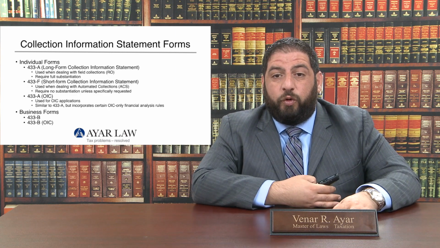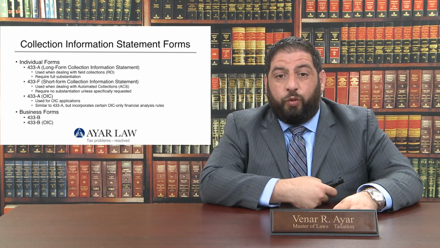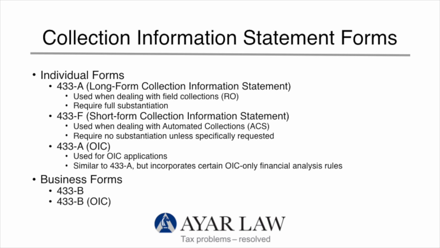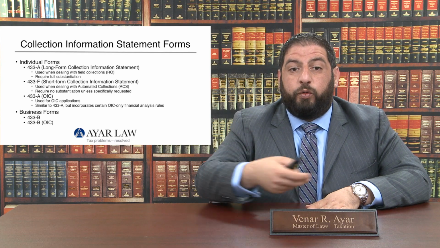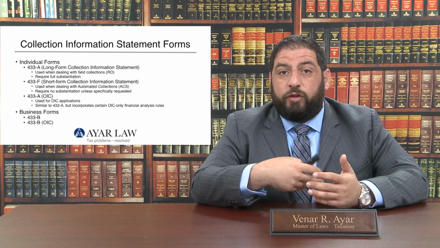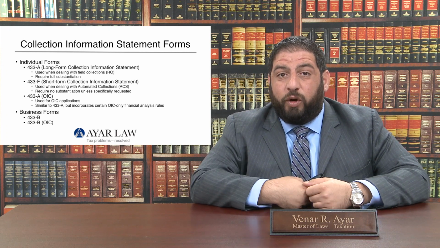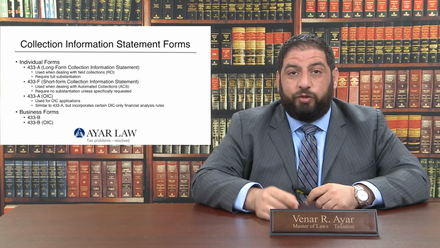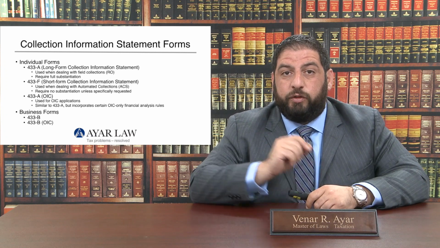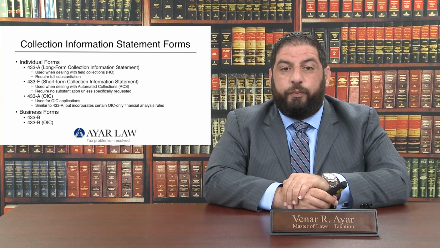Okay, so what is a collection information form? There are different forms we're talking about for an individual. There is a 433A form, which is a long form collection information statement. It's used whenever you're dealing with field collections, aka a revenue officer. Okay, so if you have a local agent in the field assigned to your case, they are going to require that you fill out a 433A. Also worth noting that you have to send in full substantiation with the 433A. What that means is every number on the form should have some kind of document to back it up, and the form should be backed up with a stack of documents to support all of the figures that you used.